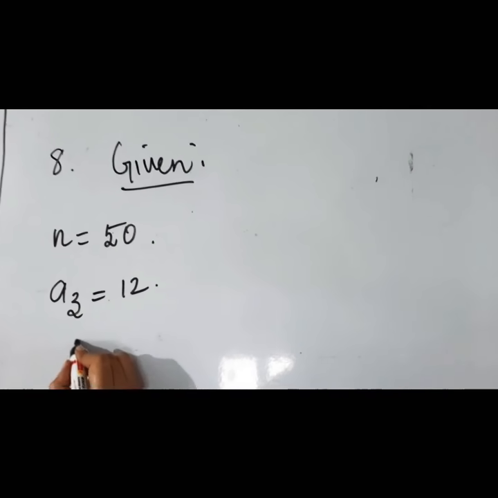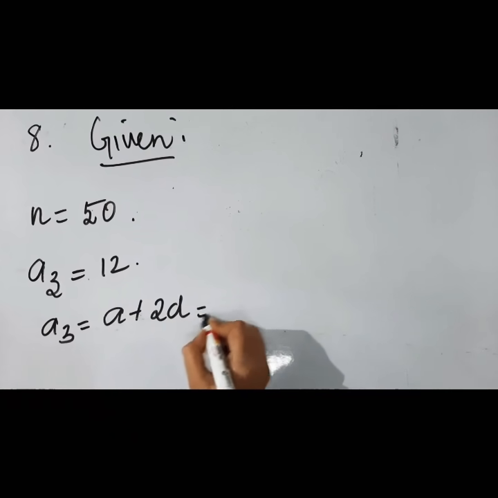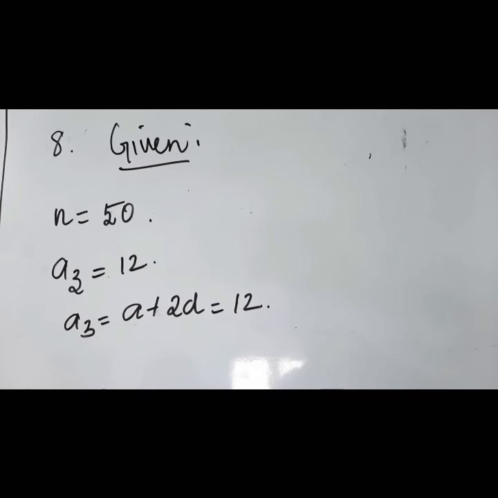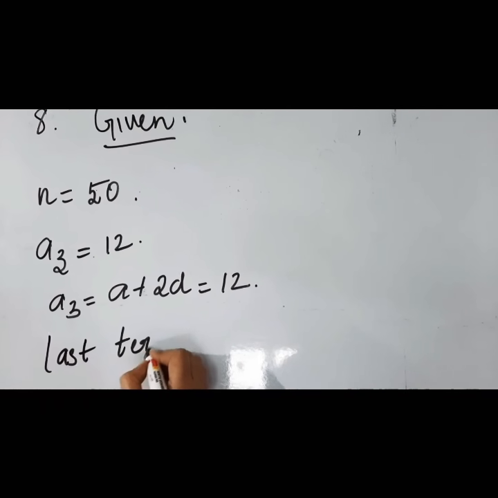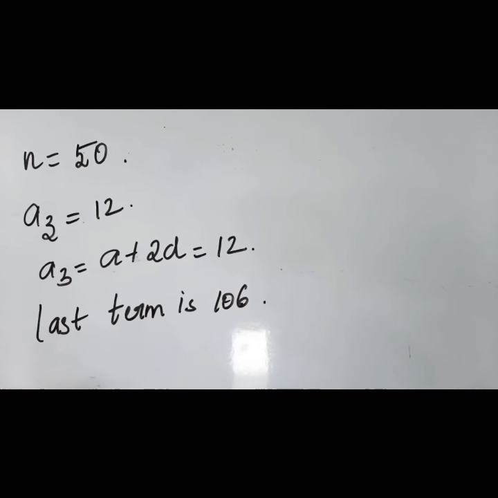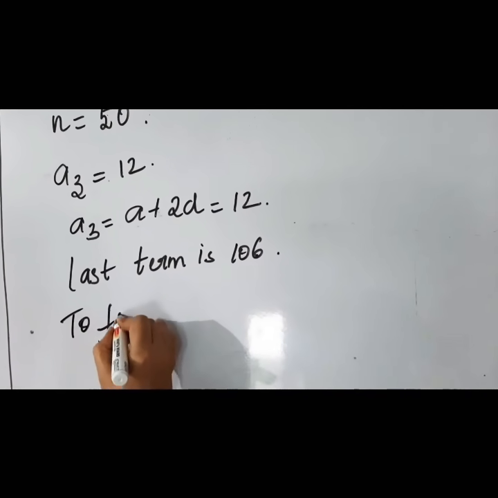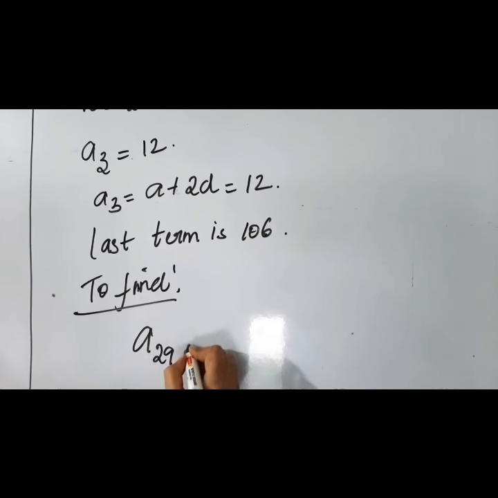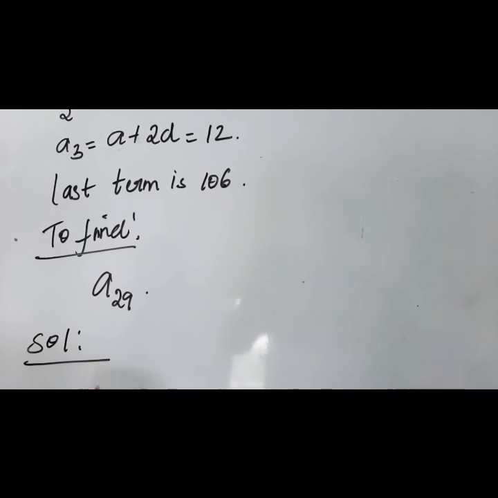How will we write A3? A3's general form is A plus 2D is equal to 12. And the last term is 106. They said the last term is 106. And what did they ask you to find out? Find the 29th term. We need to find A29.